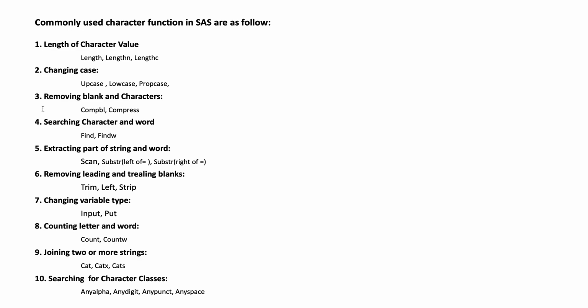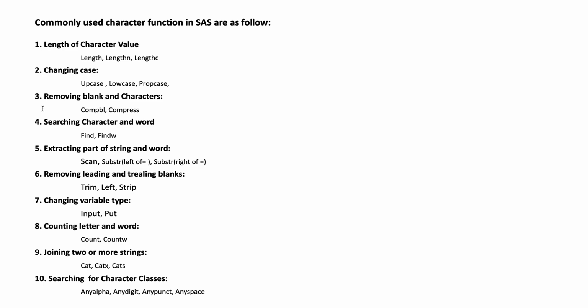Number 5. Extracting part of a string and a word. To extract a word, we use SCAN. For part of a string, we use SUBSTR, SUBSTR left of and SUBSTR right of. Number 6. Removing leading and trailing blanks. To remove trailing blanks, we use TRIM. To remove leading blanks, we use LEFT. To remove both leading and trailing blanks, we use STRIP.